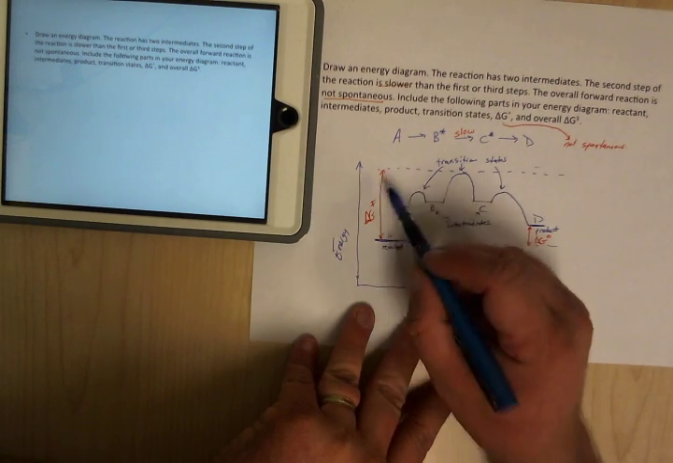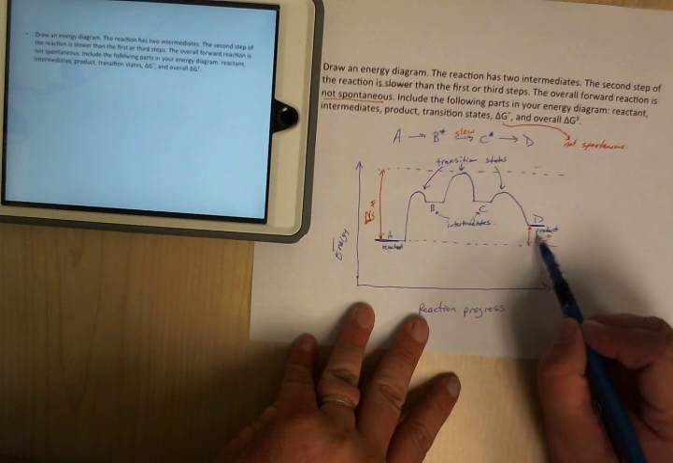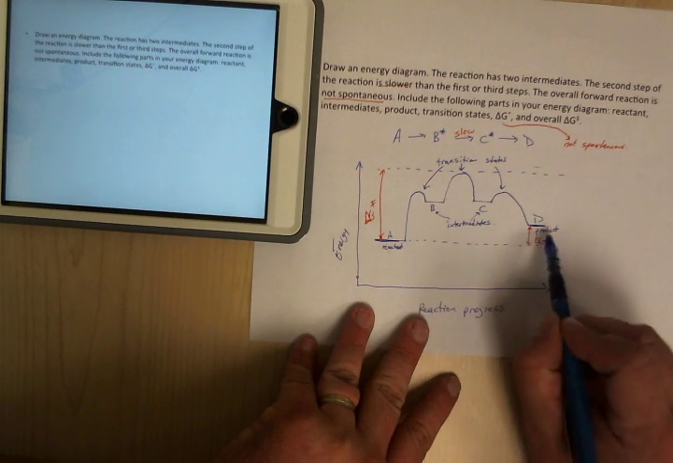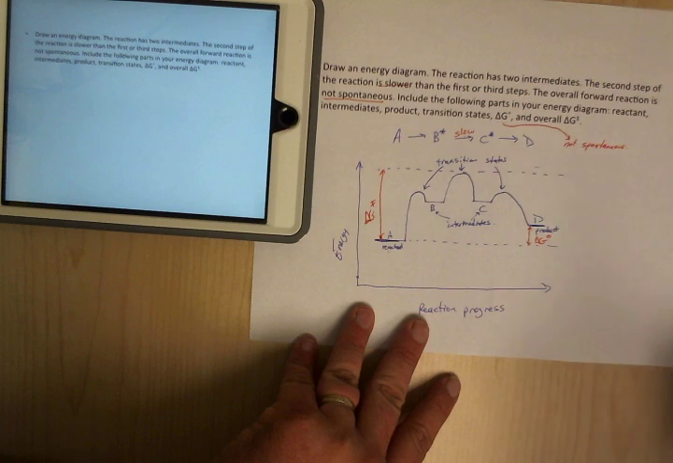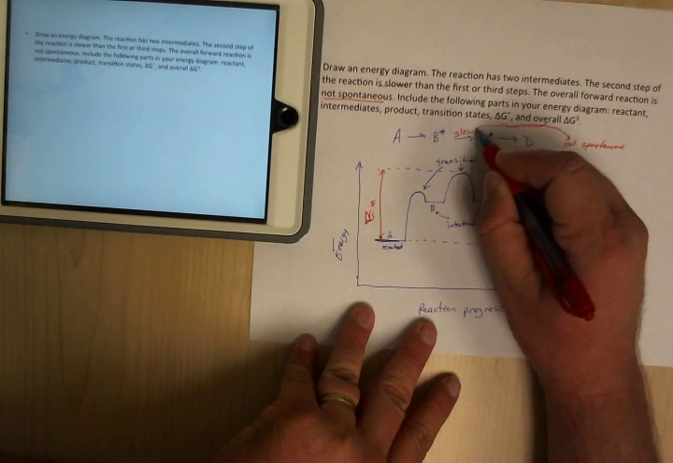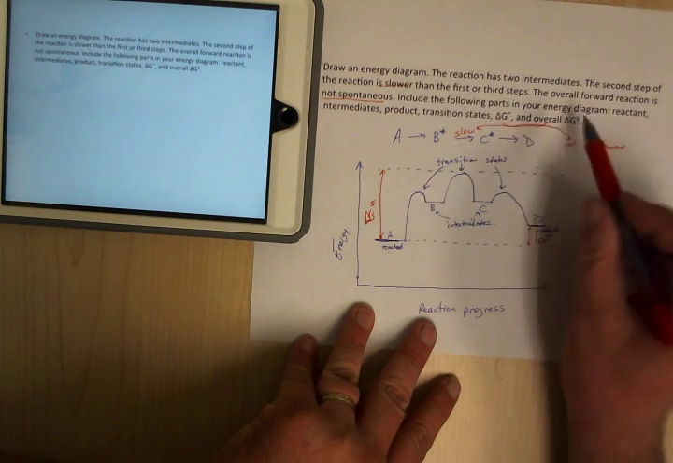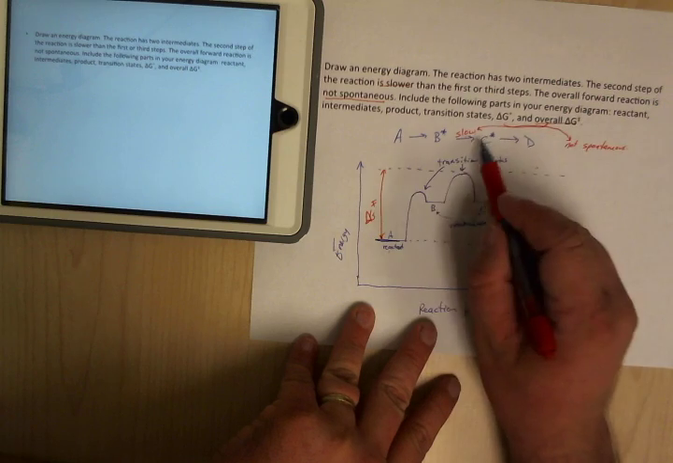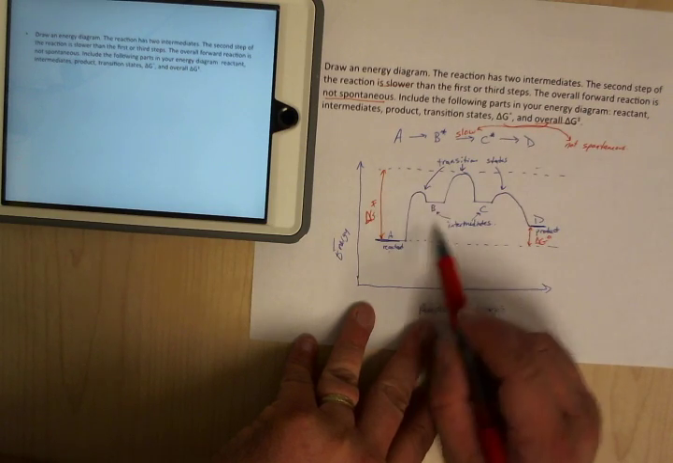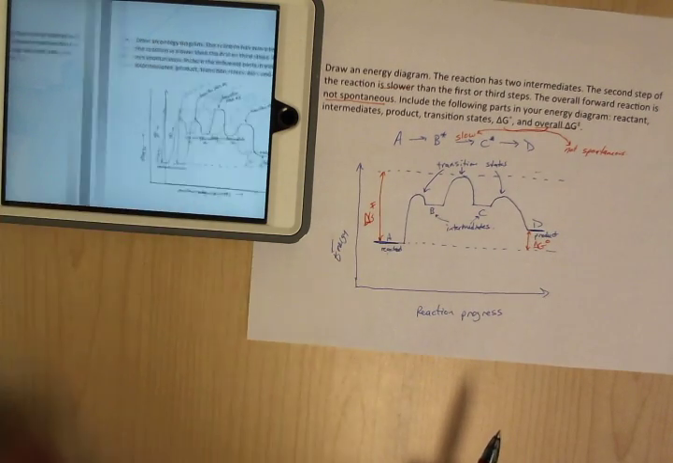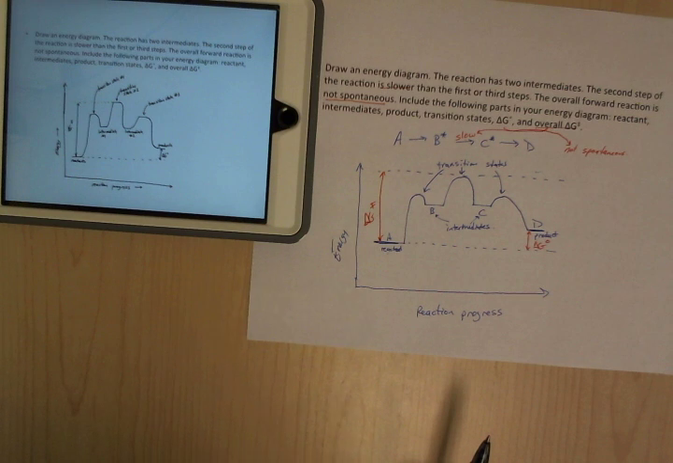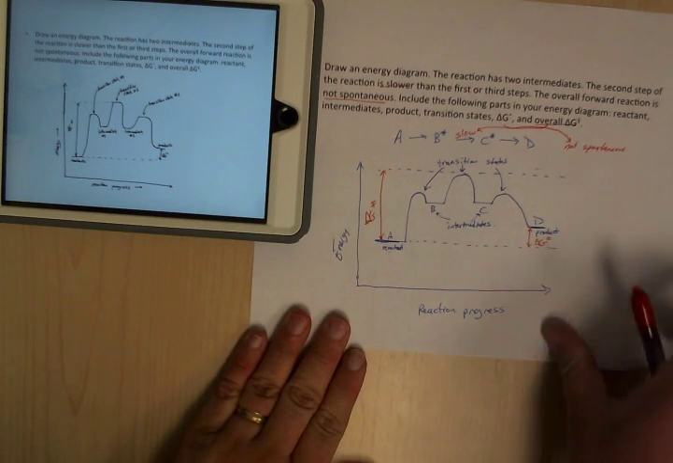Product, reactant, delta G0. It's above the reactant because it's not spontaneous. This one here, the overall delta G double dagger, is where the slow step is. There you go. Not so bad.